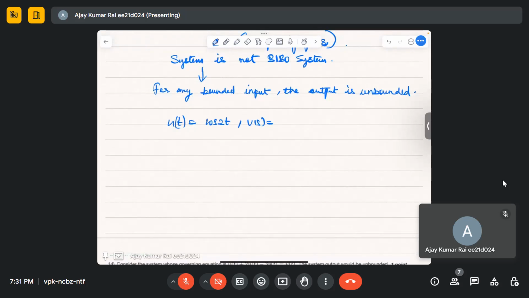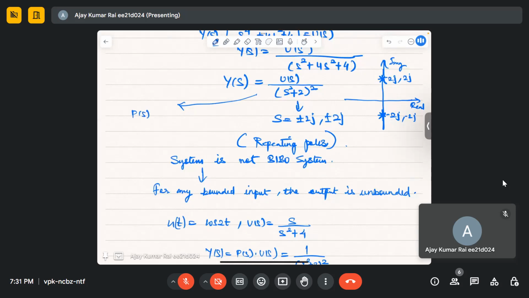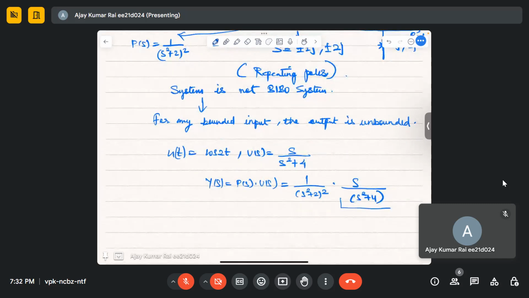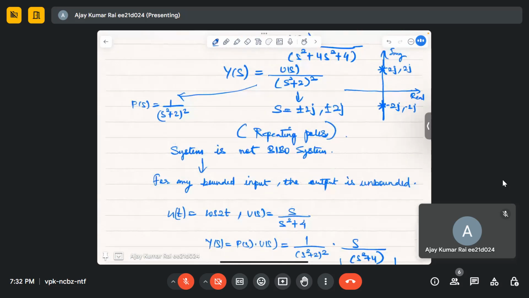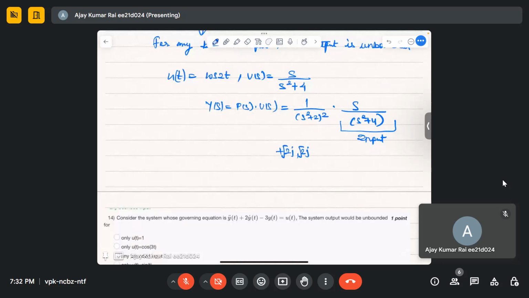So Y(s) is equal to P(s) into U(s). P(s) is equal to 1 by (s^2 + 2) whole squared, into U(s), which is the input. Whatever you multiply, this is the input, right? So what you will find is again the same thing: 2j, 2j. We are getting these roots.